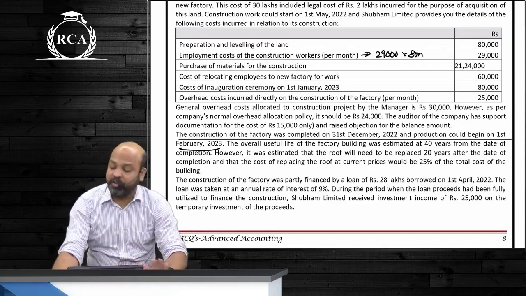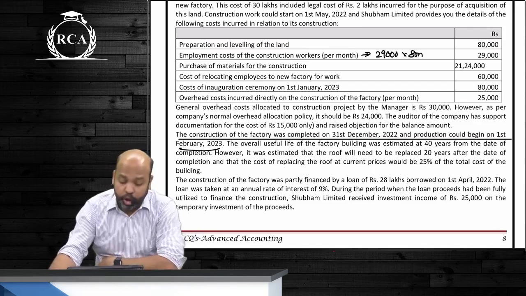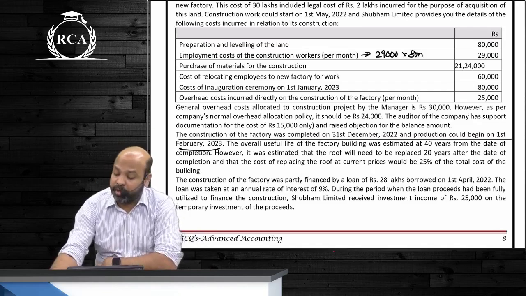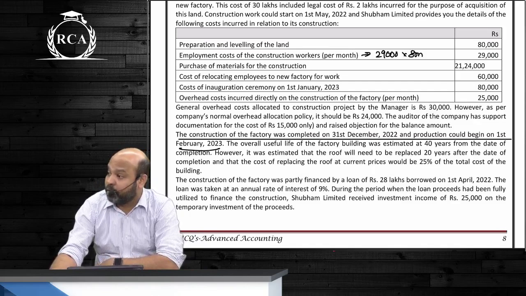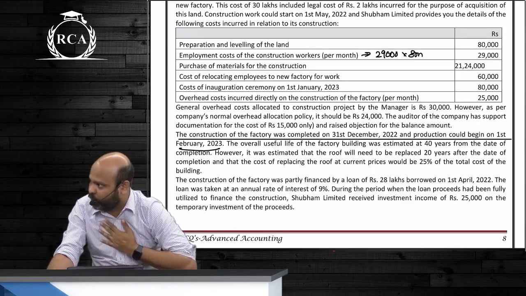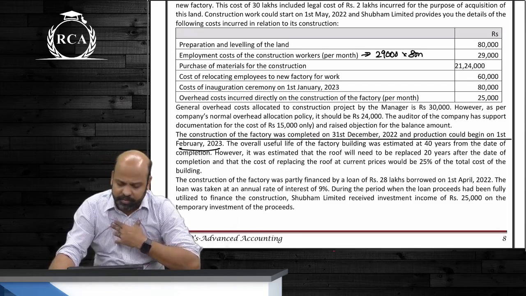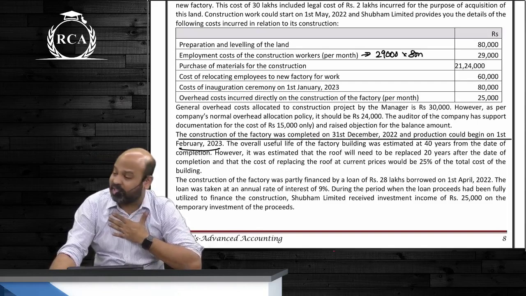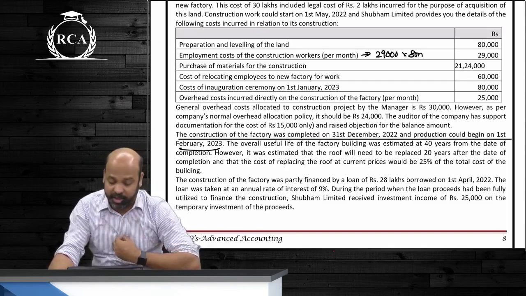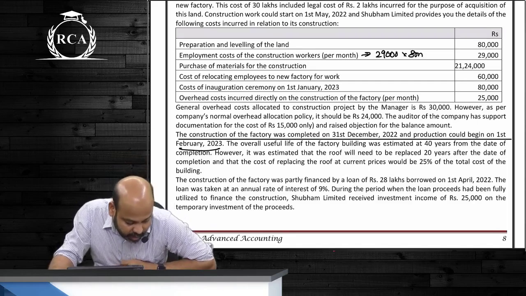Purchase of materials for construction, guys. Isn't that an expenditure directly attributable? Cost of relocating employees to new factory for work. In the list of exclusions beta, relocation cost cannot be included. Remember? Relocation cost, you don't remember beta? Cost of inauguration, startup cost, inauguration, promotion. Can this be added? Overhead cost as such guys incurred directly on the construction of the factory.